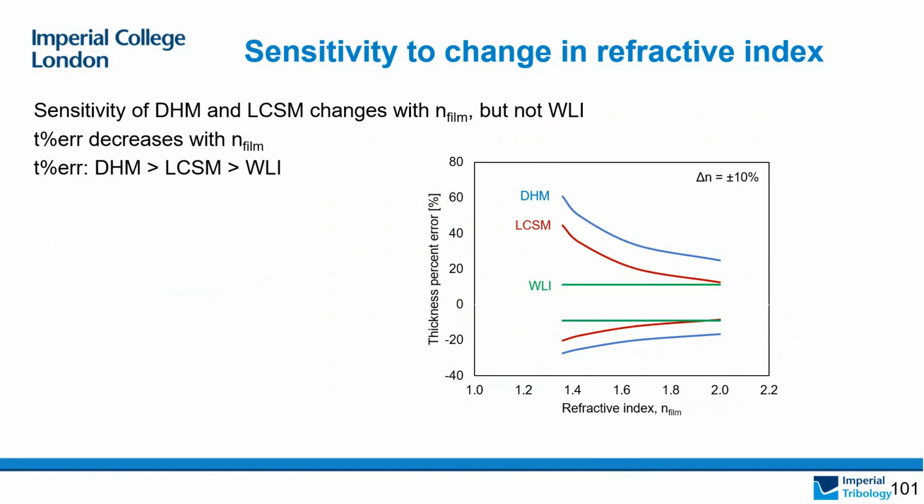And as we can see, both confocal and DHM are sensitive to the change in refractive index, with DHM showing a higher sensitivity than confocal. And the sensitivity of white light is independent of the change in refractive index. And within the plotted range, white light has the lowest error compared to other techniques. So from this graph, we can see that different optical techniques have different sensitivity in terms of error.